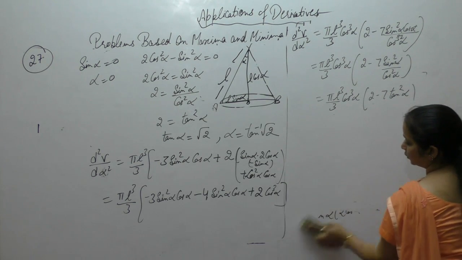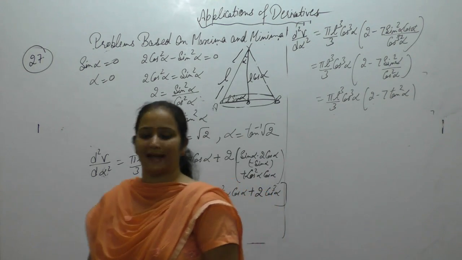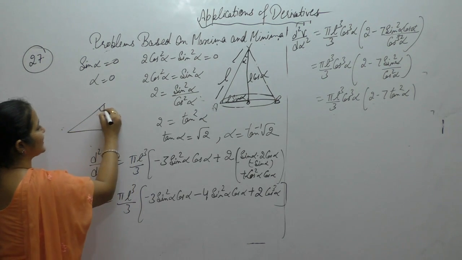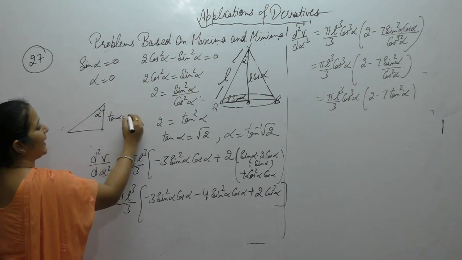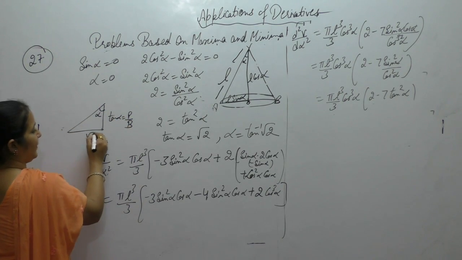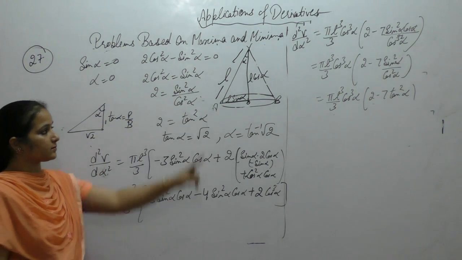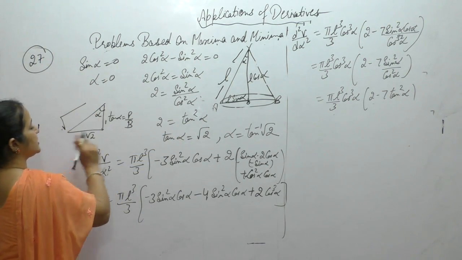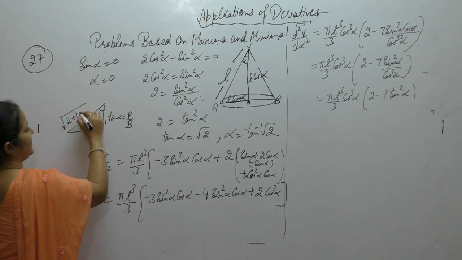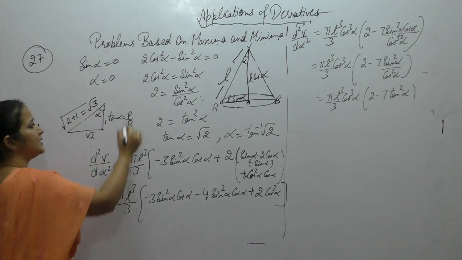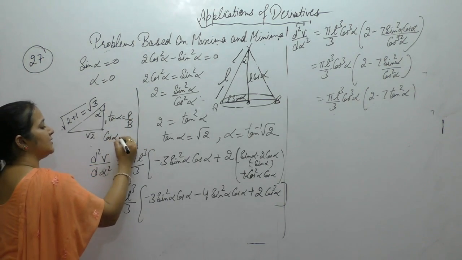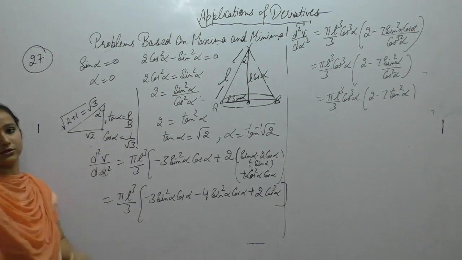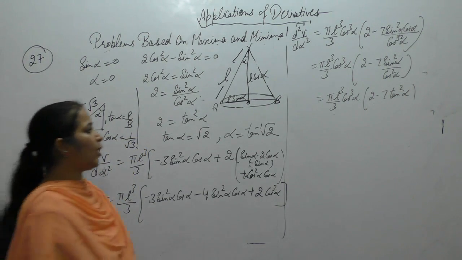Now we have this value. We have to find the value when tan alpha is equal to root 2. When tan alpha is root 2, let this be angle alpha. Tan is perpendicular upon base, because we want the value of cos alpha there. So hypotenuse square is perpendicular square plus base square. So we get hypotenuse as root 3. Now what is cos alpha? Base upon hypotenuse. This is base and this is hypotenuse. So cos alpha is 1 upon root 3.